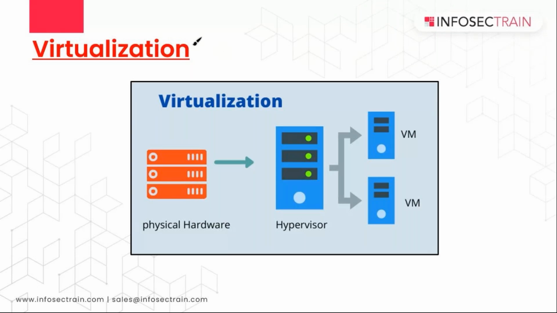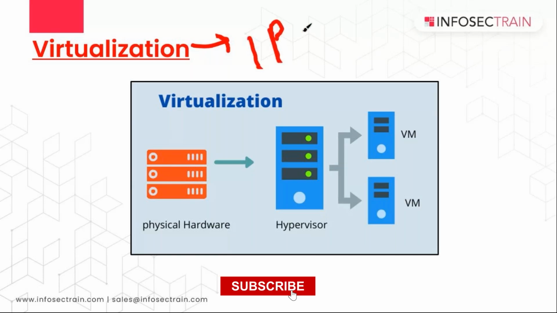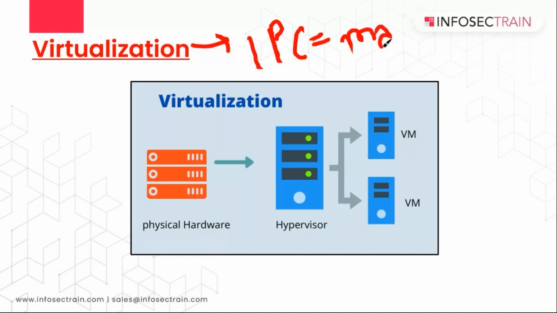So what does virtualization do? Virtualization says one PC, many OS, multiple OS you can say, inside one single PC only. Fine. That is called virtualization: inside only one system, one physical system, you can have multiple operating systems.